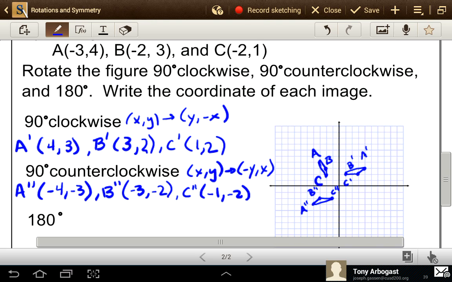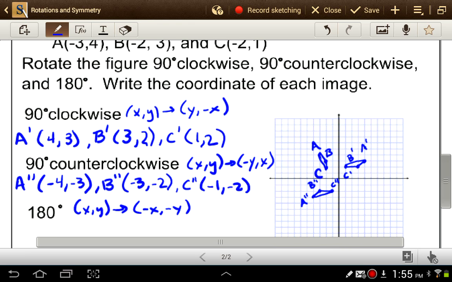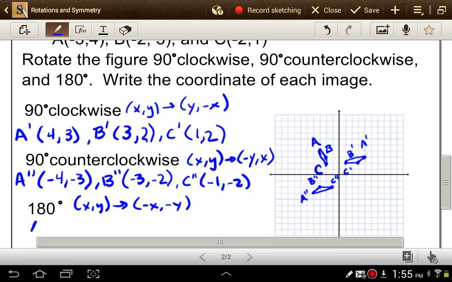So my 180-degree turn, guys, remember, all I do for my 180-degree turn is just make them the opposite of what they are already. Okay? So I'm going to move down. I'm going to have to remember my initial things here so I can see them. So my first one, A triple prime. That was negative 3, 4, so that's going to become positive 3, negative 4. And then I'm going to go to B triple prime, and that was negative 2, 3. Now that's going to be positive 2, negative 3. So I'm just switching the signs. Okay, and then I'm going to go to C triple prime, and when I do that, it was negative 2, 1. Now it's going to become positive 2, negative 1.